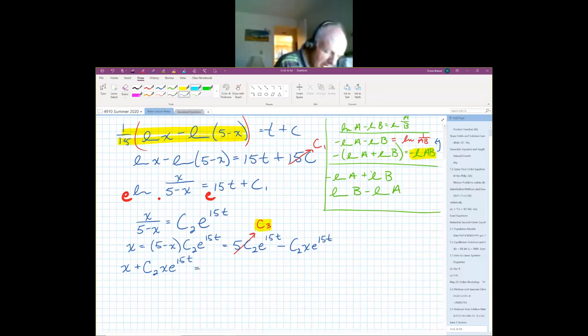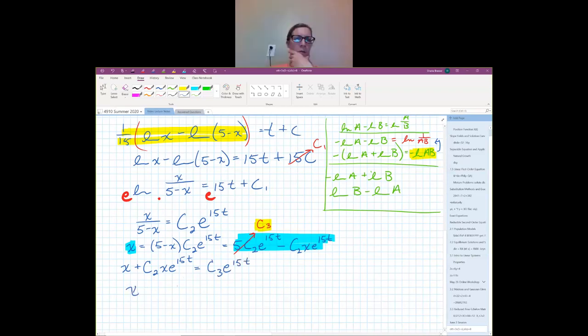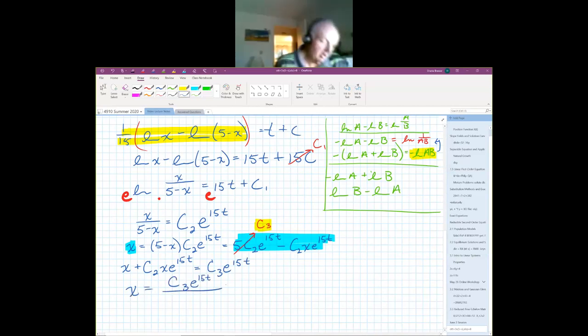So we're at this equaling this side. That's where we're at. We move the x's together, and we now have C sub 3 e to the 15t, and factor out an x, right? And divide. So you end up with C sub 3 e to the 15t over 1 plus C sub 2 e to the 15t. And we have to leave it there. So there's our solution.